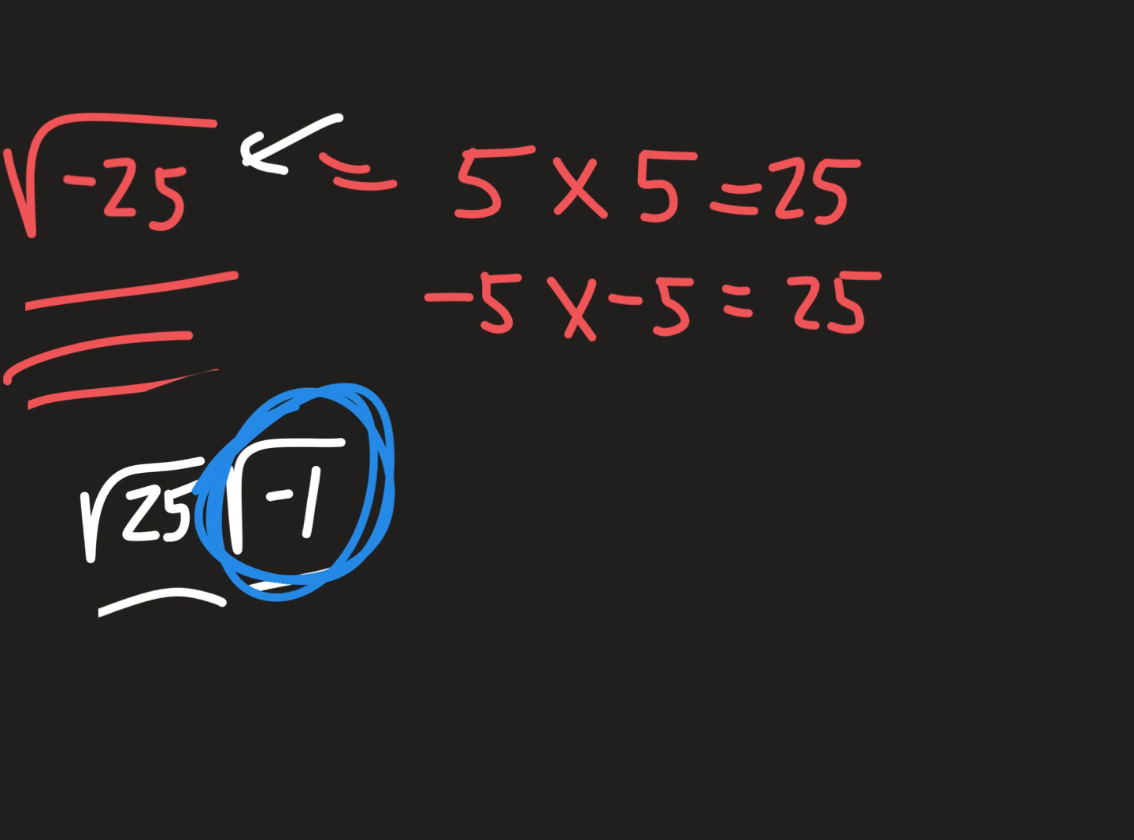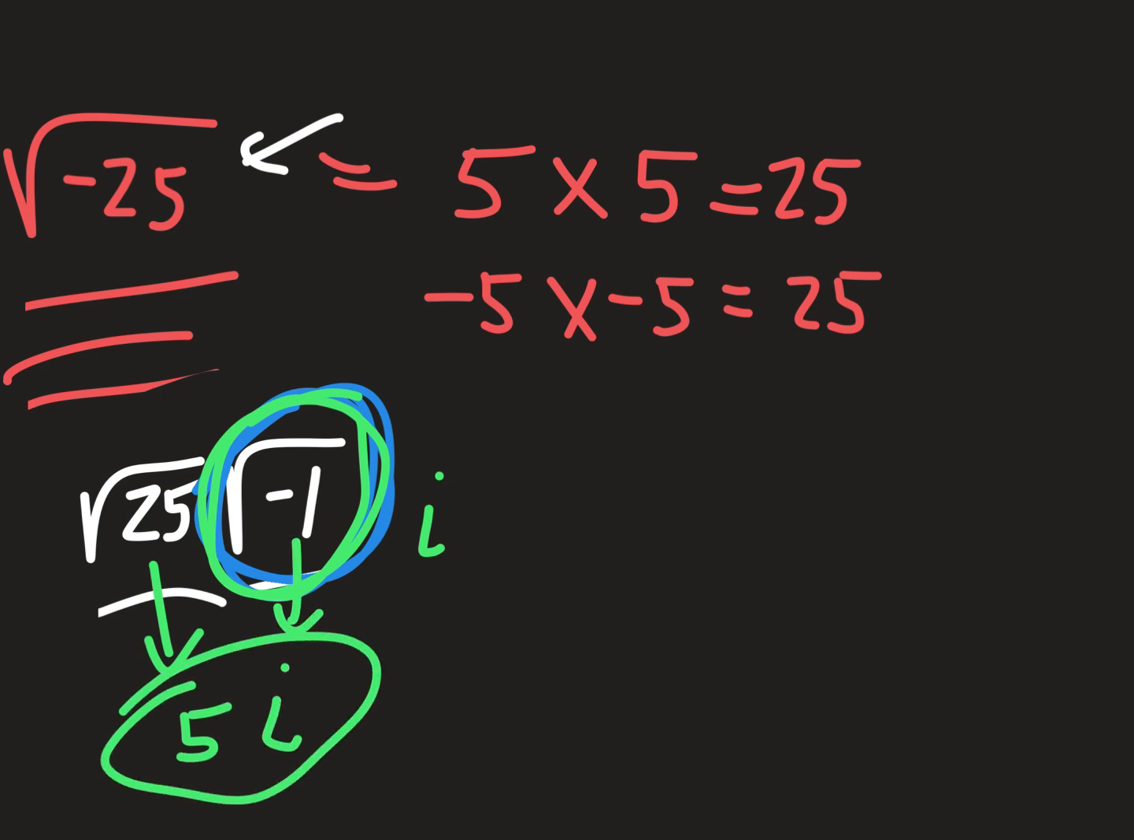I is the square root of -1. So when you write square root of 25, which is 5, I for this, people aren't confused. If you know math, you aren't confused and think, oh, you mean 5 times a variable. No, it's not a variable. I stands for the square root of -1.